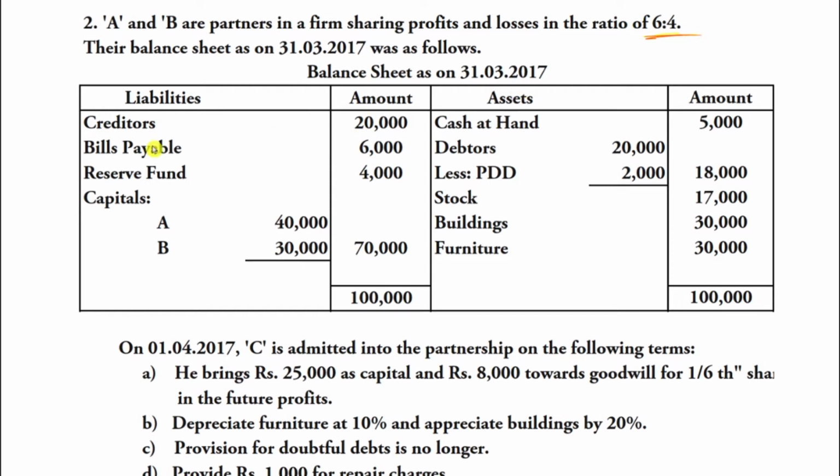So in the balance sheet, on the liability side we have creditors 20,000, bills payable 6,000, reserve fund 4,000, and capital 40,000 and 30,000. Next, on the asset side we have cash in hand 5,000, debtors 20,000 less provision for doubtful debts 2,000, and that makes 18,000. Next, stock 17,000, building 30,000, furniture 30,000. So again, a simple balance sheet, nothing complicated here.